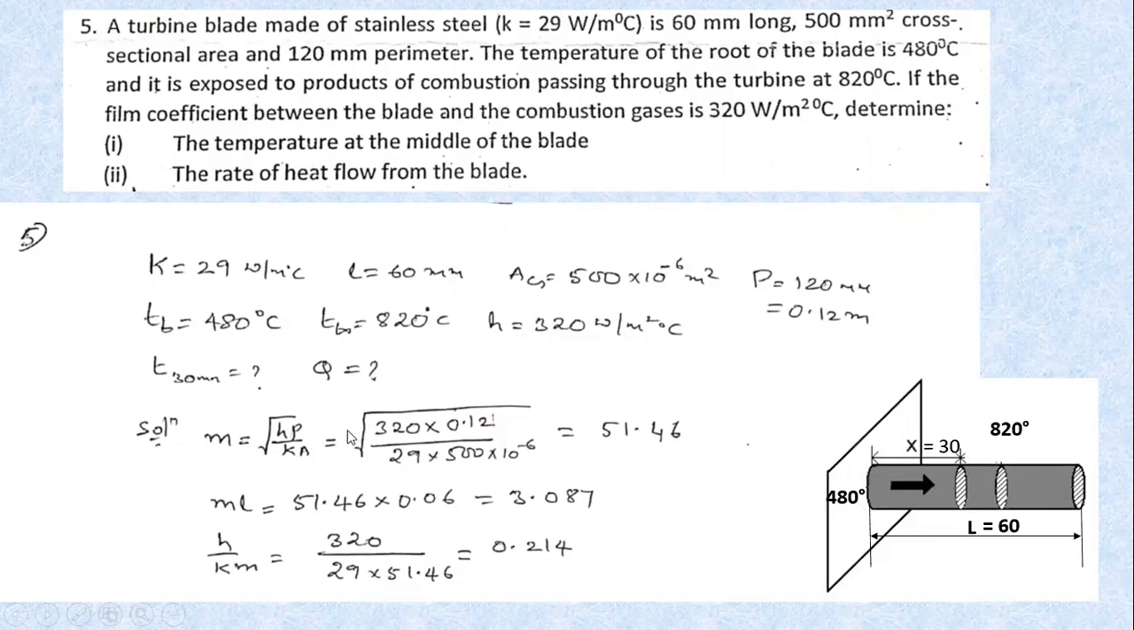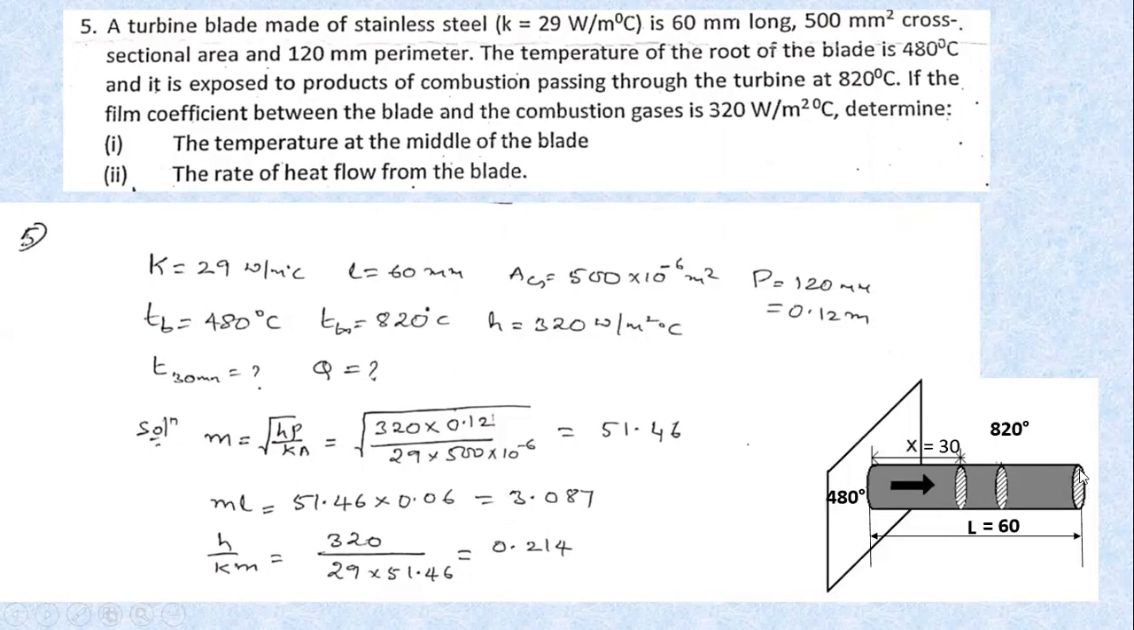First, we need to check whether this is a long fin or a short fin. For that, we need to find the value of m. m equals square root of hP by kA, and all these values are directly given. So the m value is 51.46. Now, what is mL? We get the value of 3.087, which is less than 5. Less than 5 means it is a short fin.